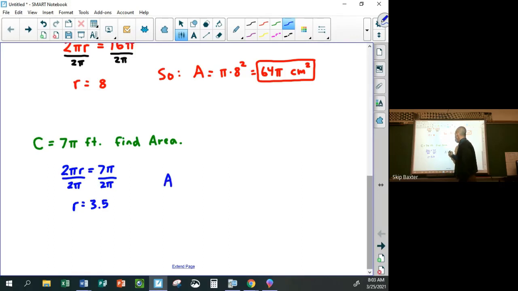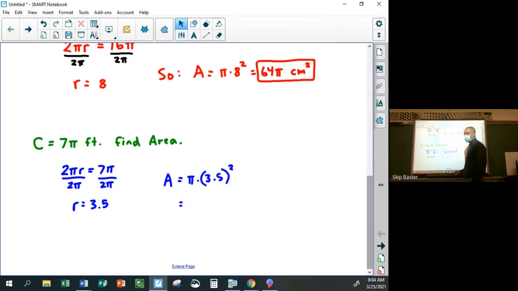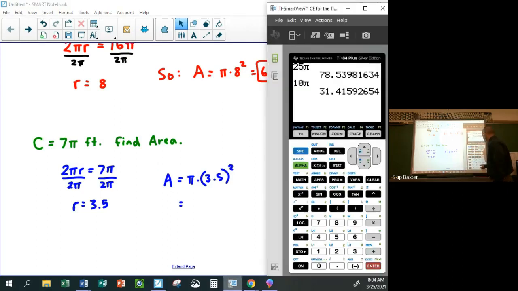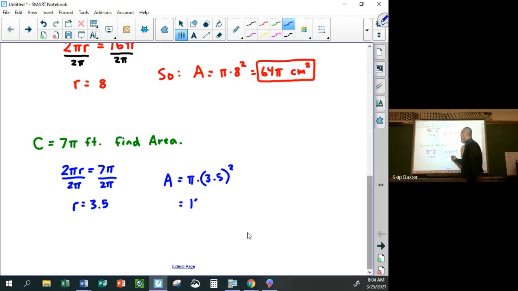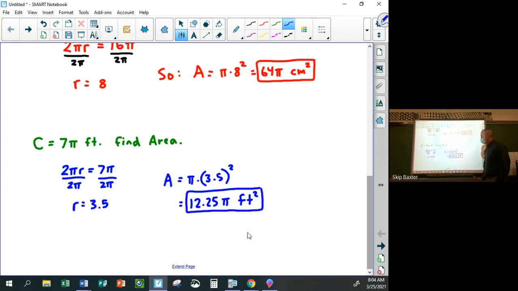So then the area would be pi times 3.5 squared. That's it. So then if they said put your answer in terms of pi, you just square the 3.5 and that's it. So if I take 3.5 squared, I get 12.25. So this answer is going to be 12.25 pi square feet. Okay?